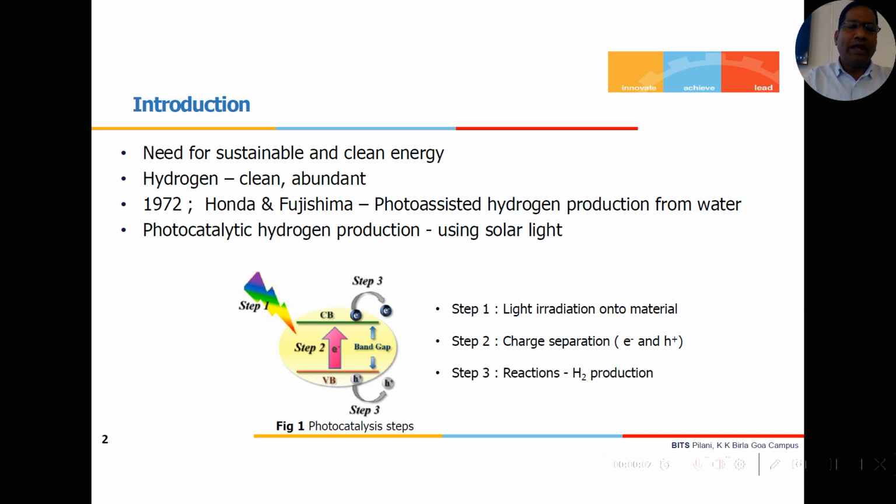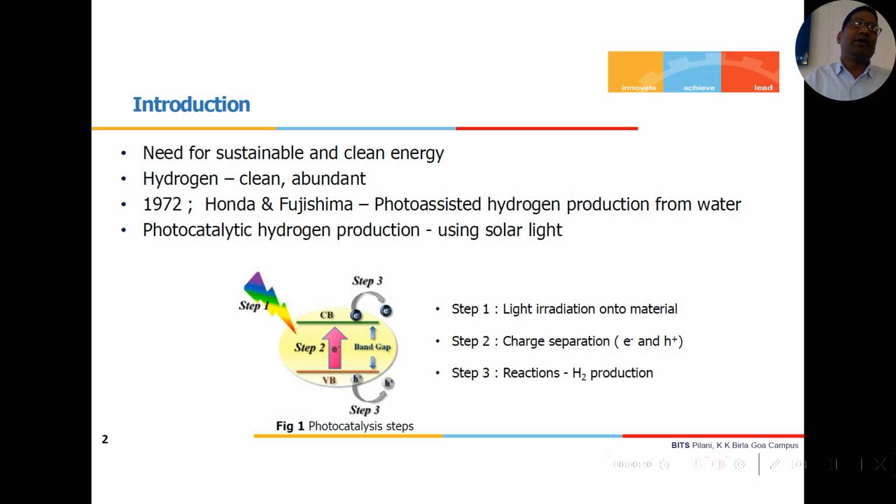Depending on the type of production or the method of production of hydrogen, it is considered as three different categories called blue hydrogen, yellow hydrogen and green hydrogen. I am going to talk about a method which produces green hydrogen, which is called the photocatalytic process. Briefly, let me talk about the steps involved in photocatalytic hydrogen production.